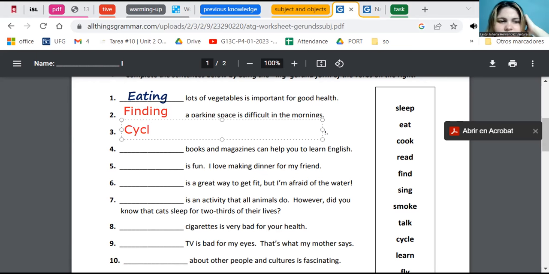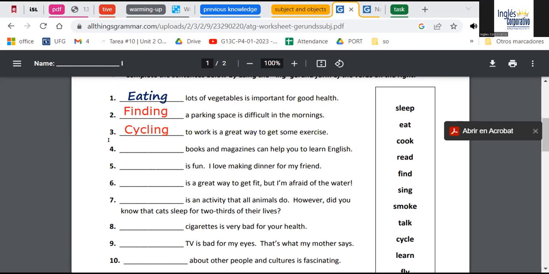Cycle. So can you spell it? Spell it. Just -ing? Se sustituye la e por ing, creo. Yes, perfect. Cycling. Okay. Cycling to work is a great way to get some exercise. Very good. Number four. Books and magazines can help you to learn English.